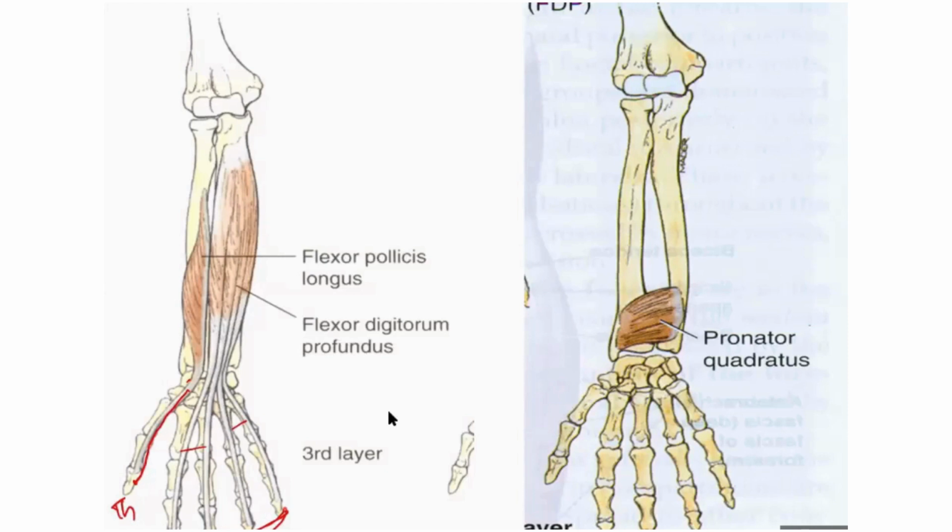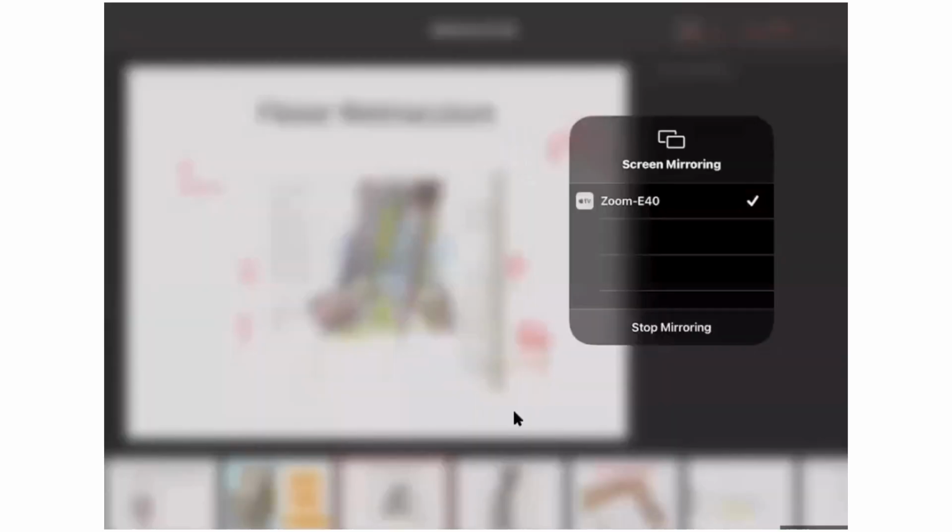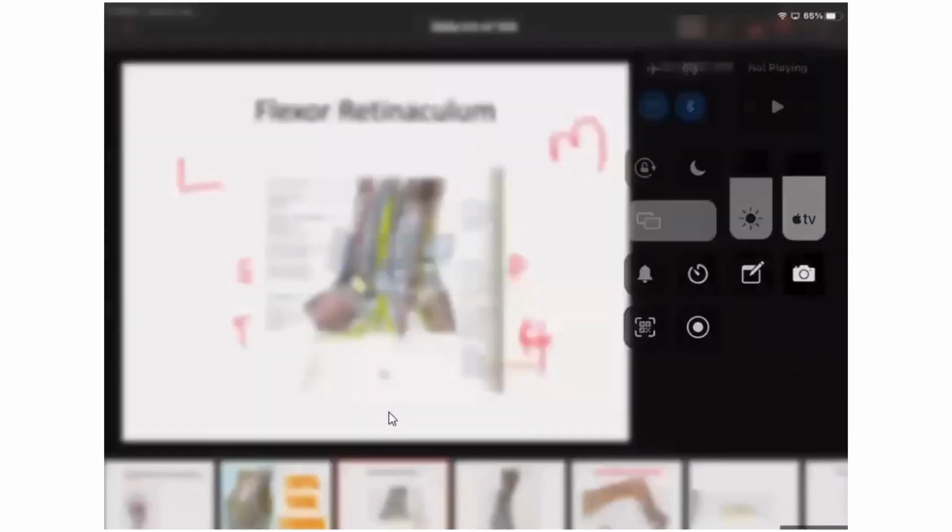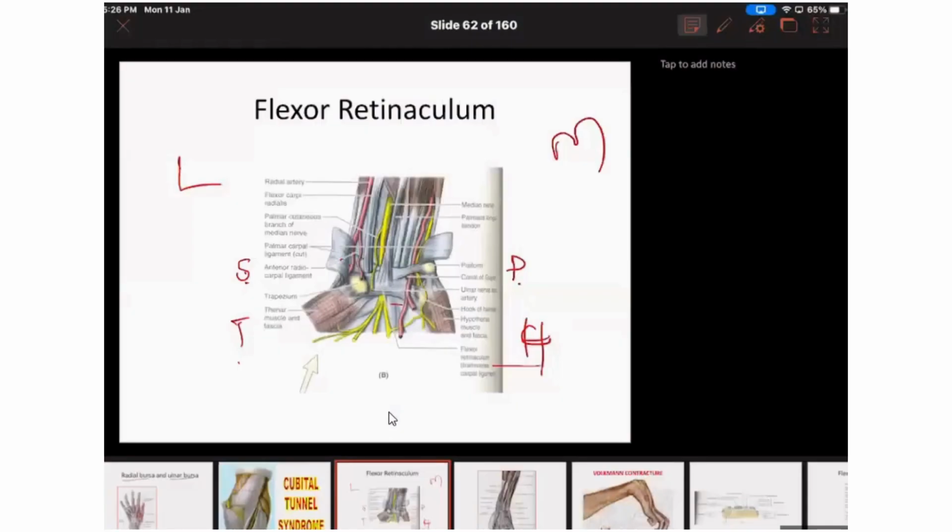Ulnar nerve passes superficial. I said two nerves, right? Ulnar nerve is superficial, median nerve is deep. Is it clear? Median is deep, ulnar is superficial, along with the ulnar artery. So the structures passing deep to the retinaculum, and the structures passing superficial to the retinaculum.